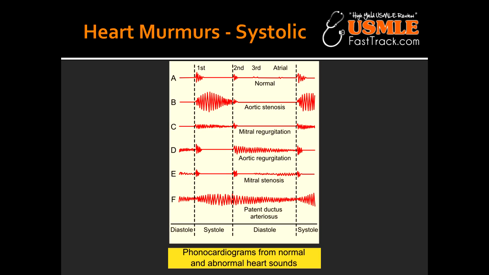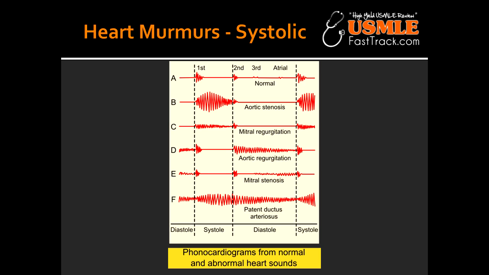What does crescendo-decrescendo mean? Crescendo means loud sound or something that's increasing in intensity. Decrescendo means decreasing intensity or softer sound. So basically it's loud to soft sound, and this happens in the fashion where it's first increasing followed by a decrease in the intensity. So that's why this murmur is referred to as a crescendo-decrescendo systolic ejection murmur.